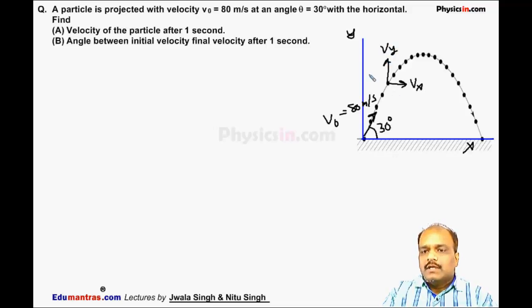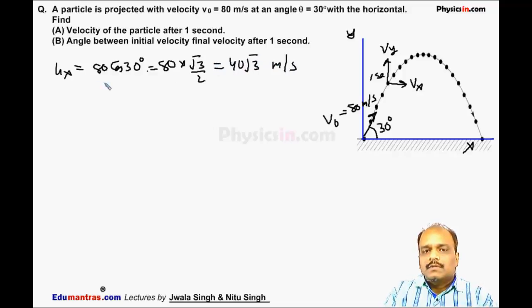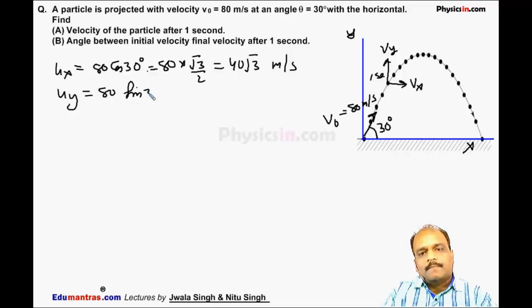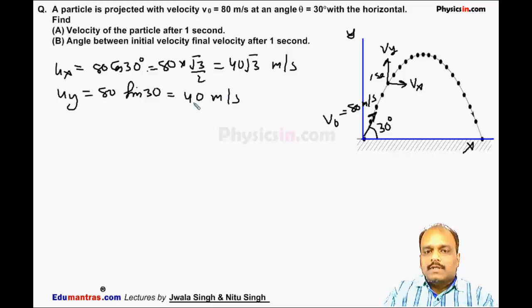The horizontal velocity vx at t is equal to 1 second. So we know ux. First we will write ux. Ux is equal to 80 cos 30. So it is equal to 80 into cos 30, which is root 3 by 2. So it is 40 root 3 meter per second. Uy is 80 into sine 30, which is equal to 40 meter per second. The vertical velocity of the particle initially is 40 meter per second and the horizontal is 40 root 3.